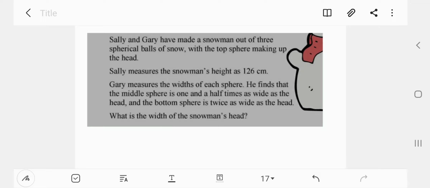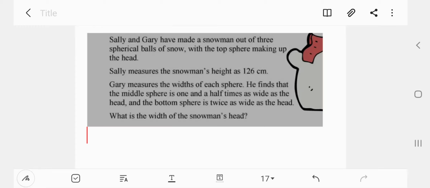So the question says, Sally and Gary have made a snowman out of 3 spherical balls of snow, with the top sphere making up the head. Sally measures the snowman's height as 126. Gary measures the width of each sphere. He finds that the middle sphere is 1.5 times as wide as the head, and the bottom sphere is twice as wide as the head. What is the width of the snowman's head?